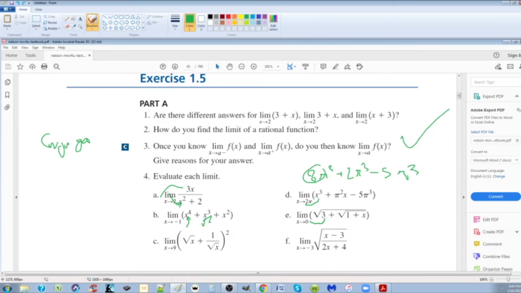As it approaches 0, do we have a problem here? No. Square root of 1 is 1. And 3 plus 1 is square root of 4. So it's going to approach 2. So there's no problems when you can substitute 0 in a denominator.